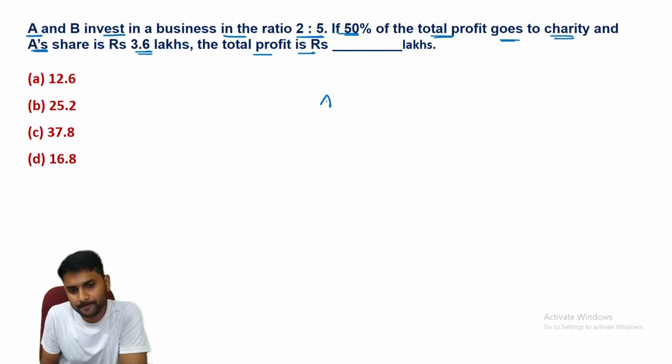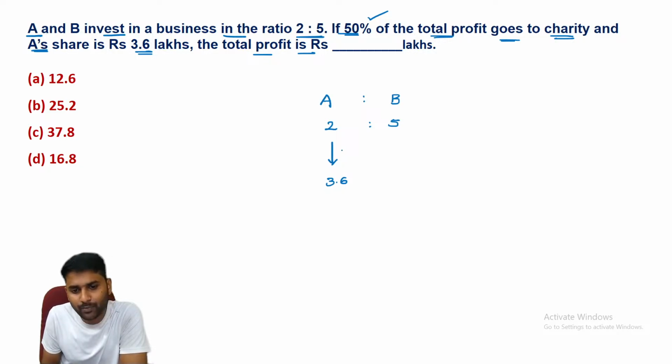Now see, the ratio of investment is 2 is to 5. Based on the investment and time period, it will decide the profit. Here the profit distribution is also 2 is to 5. 50% of the total profit goes to charity. So after that, whatever amount is left, you have to distribute those profits in the ratio of 2 is to 5. After this distribution, A will get 3.6 lakhs.